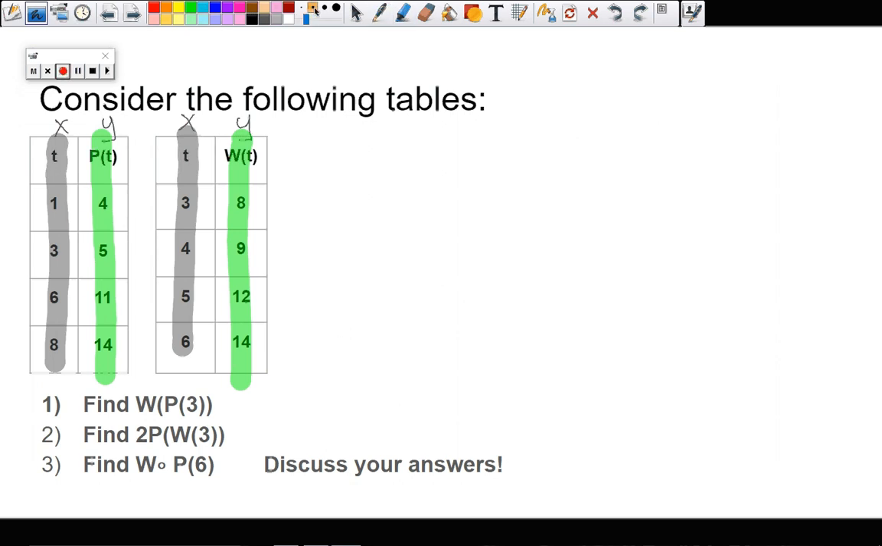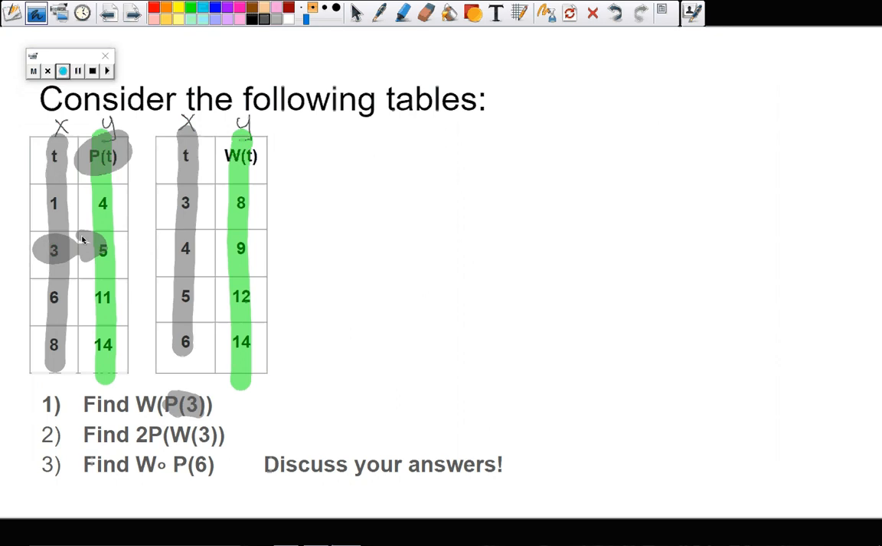Notice what we're being asked. We're being asked, what is w of p of 3? Notice what I just highlighted. I highlighted p of 3. In regular words, what is p of 3 looking for? It's looking for the y value. It's looking for the y value on p when x is what? 3. So let's find p, and when x is 3, what would the y value be?